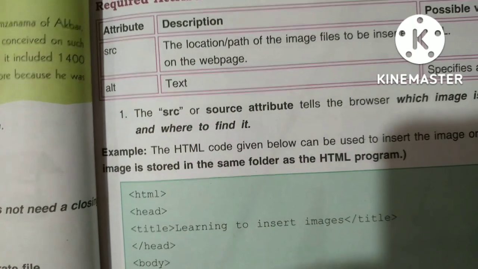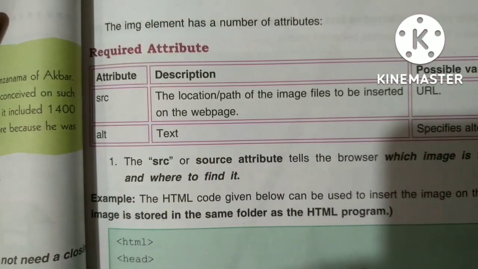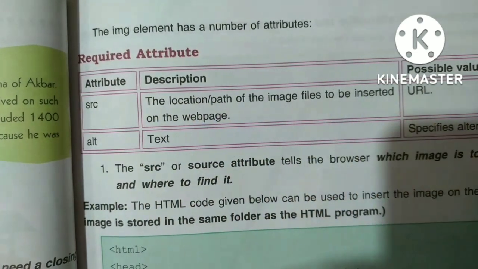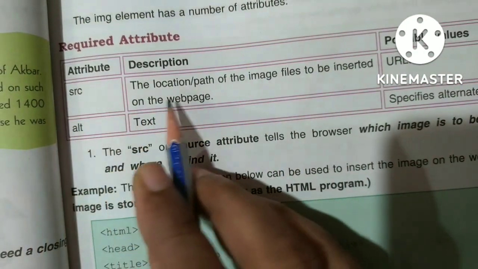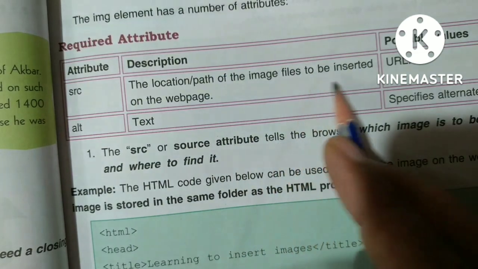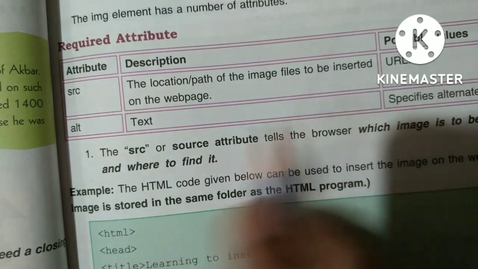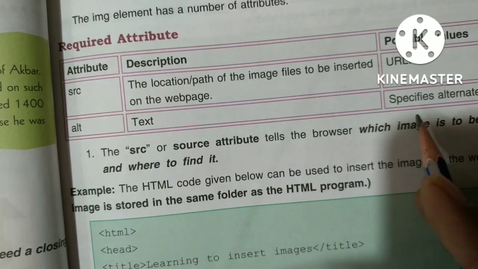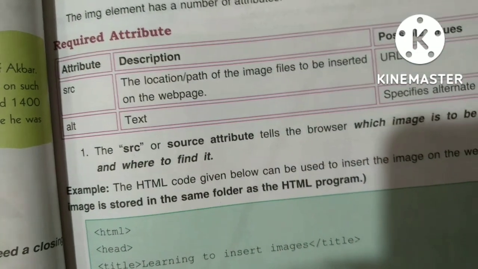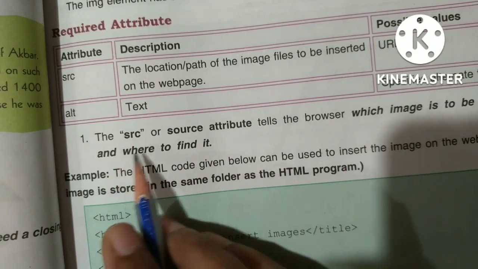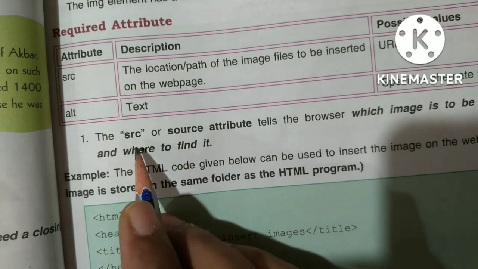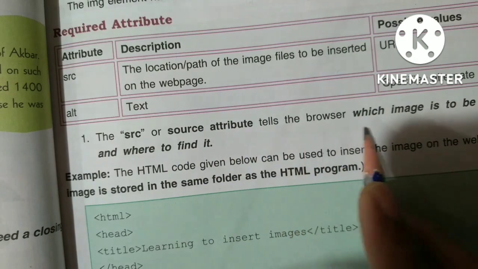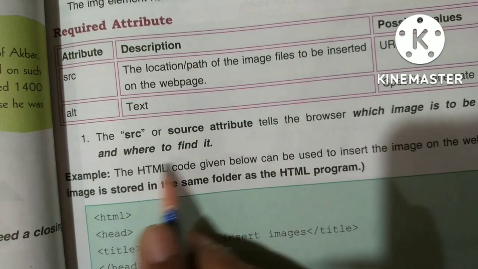The image element has a number of attributes: required attribute, description, possible values. SRC, the location path of the image file to be inserted on the web page, a URL. Alt text specifies alternate text. The SRC or source attribute tells the browser which image is to be displayed and where to find it.